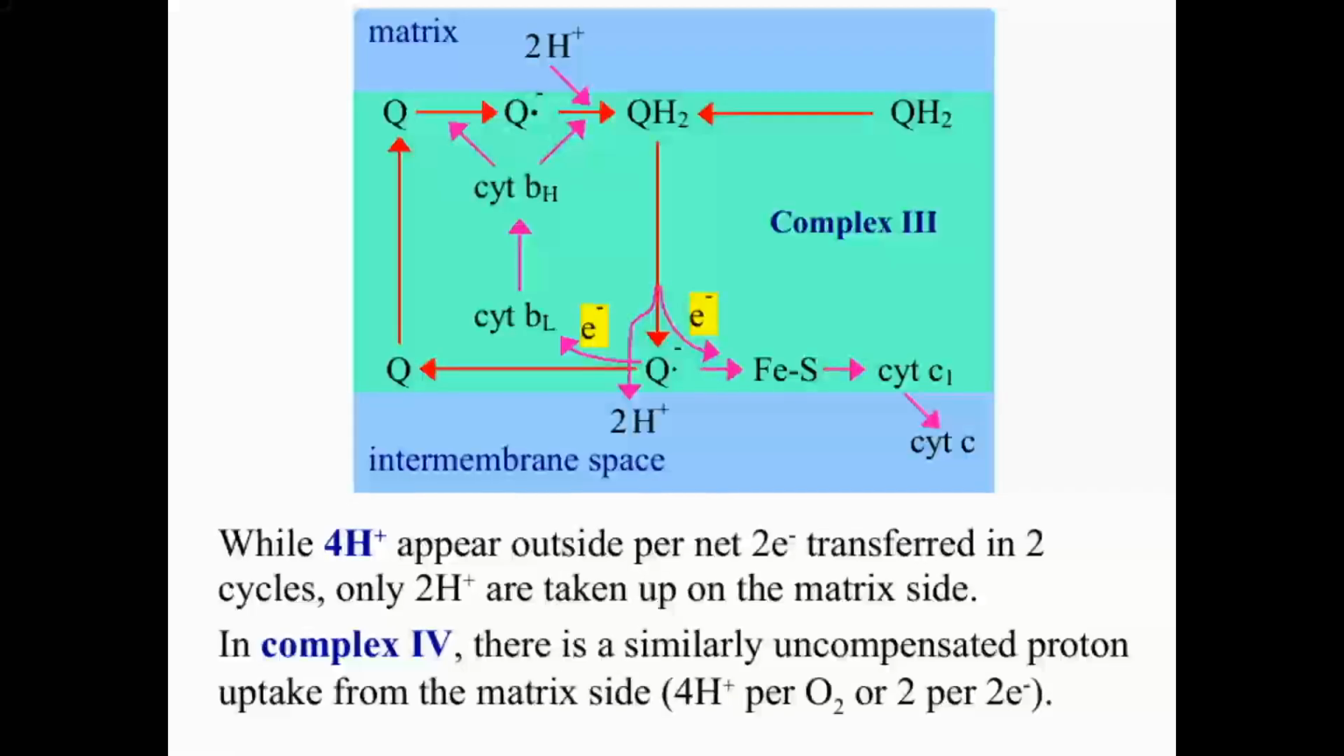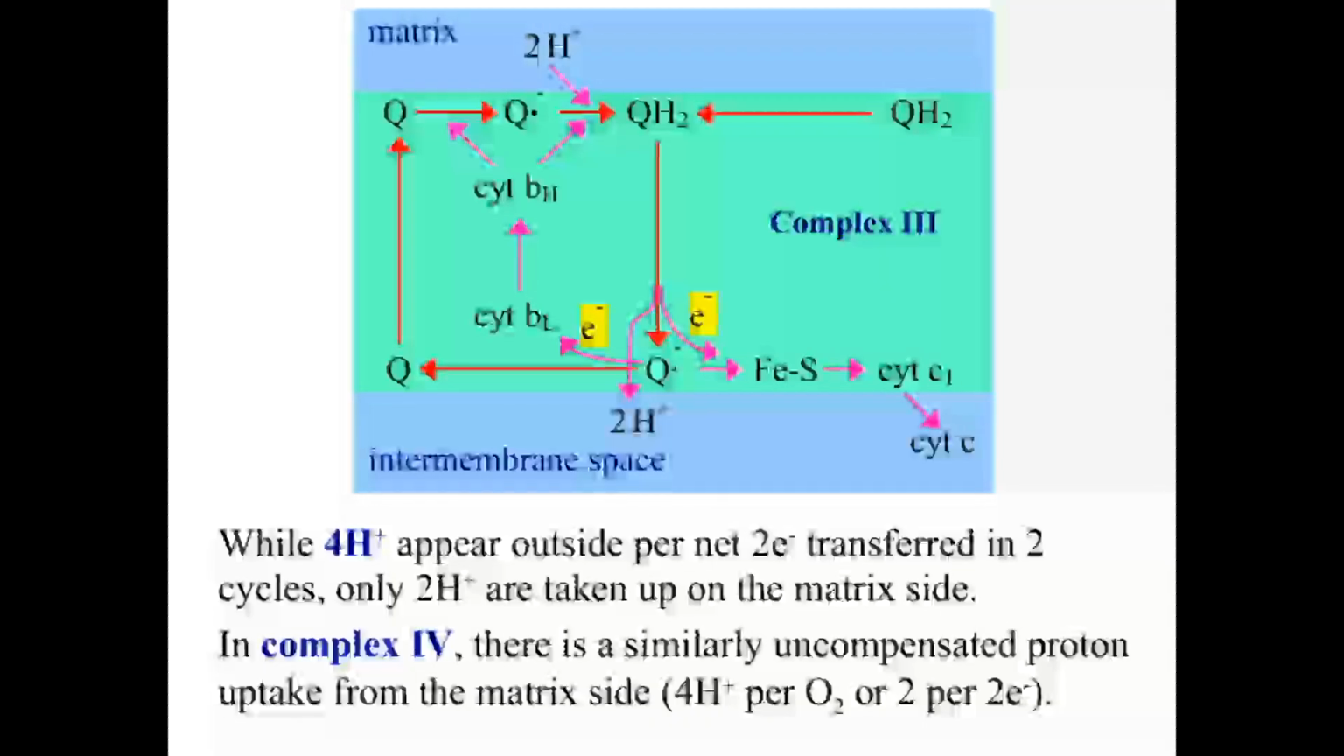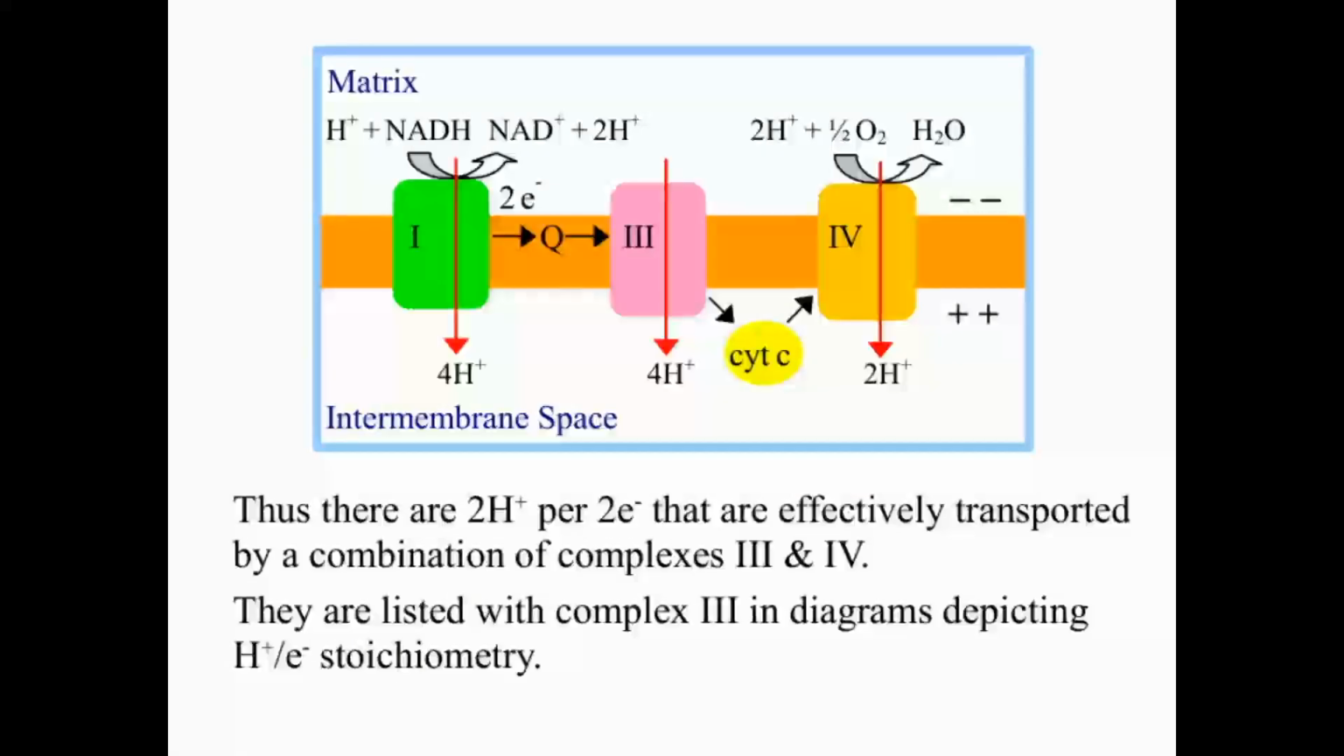So, this uncompensated proton movement is a fundamental aspect of how these complexes contribute to the overall energy conversion in cellular respiration. So what we're seeing here is that for every 2 electrons that pass through the chain, there are effectively 2 protons, or H+ ions, transported across the membrane.